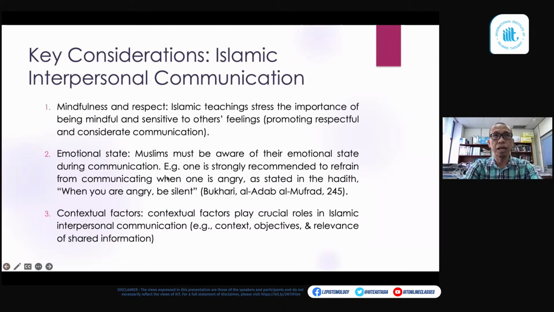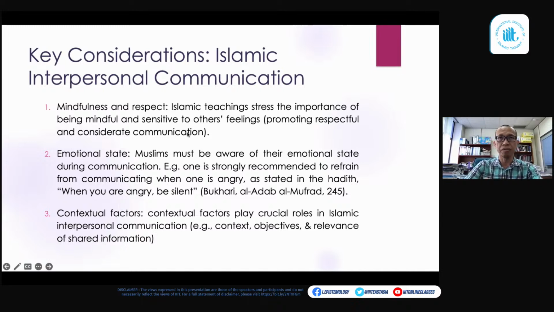I think there is no difference between a knowledgeable person and a not knowledgeable person in that context, because both human beings, both individuals, have feelings. So if you talk about a normal context of interpersonal communication, we have to be sensitive to others' feelings, because that will affect the following action. And the reason is that when you have that kind of understanding, that will promote respectful and considerate communication.